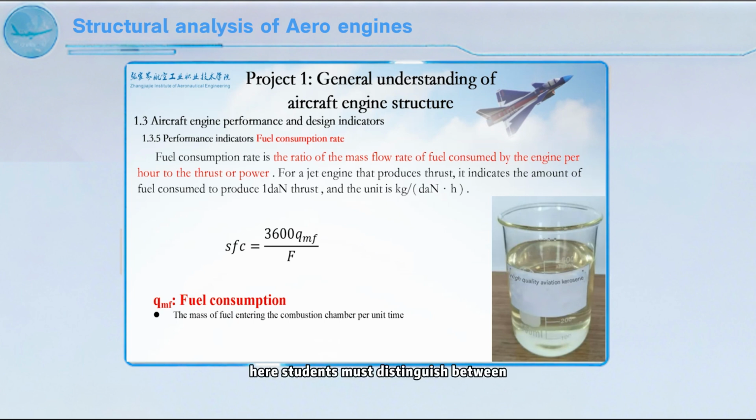Here, students must distinguish between fuel consumption rate and fuel consumption. Fuel consumption refers to the mass of fuel entering the combustion chamber per unit time. Fuel consumption cannot compare the fuel economy of the engine. Can students guess what color aviation kerosene is? High-quality aviation kerosene is a light yellow liquid.